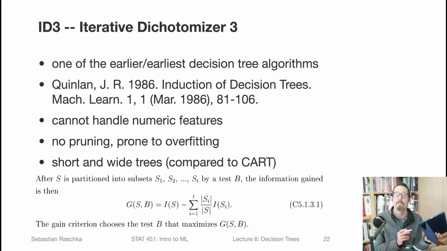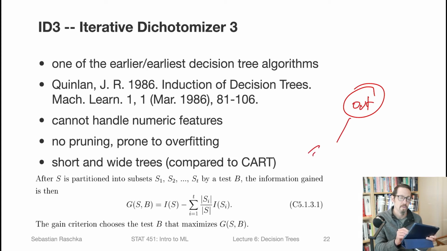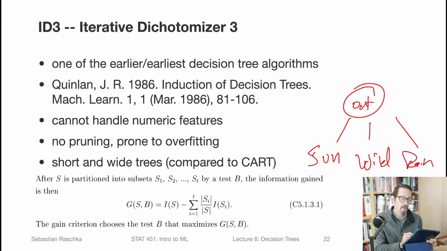Right? And what happens is that every time we partition, right? So we're at Outlook, and we are partitioning Outlook into sun, wind, and rain. So those are S1, S2, and S3.